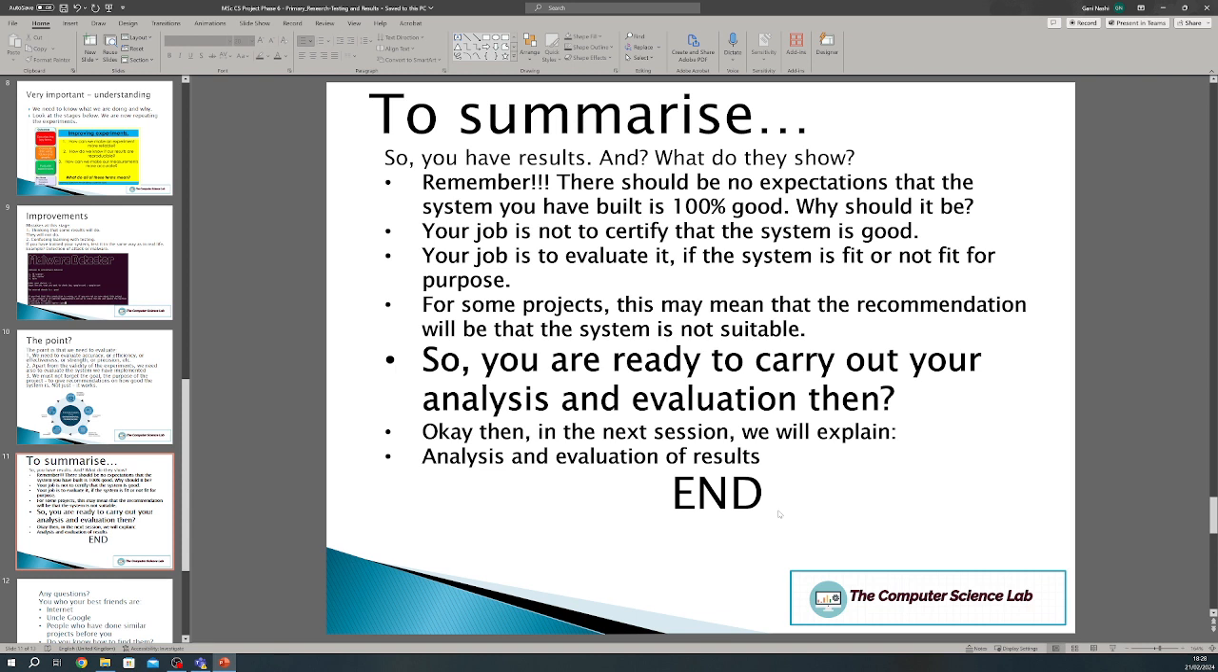So now you're ready to carry out your analysis and evaluation. So see you at the next session about analysis and evaluation of results.